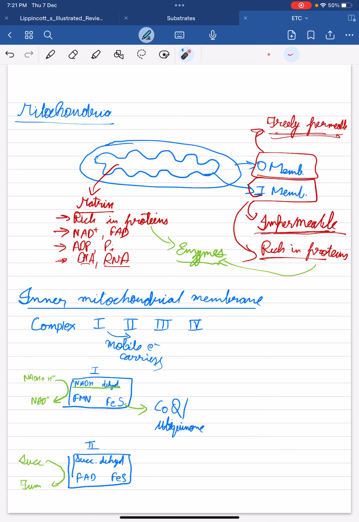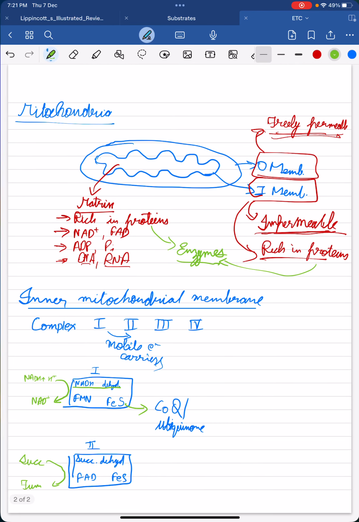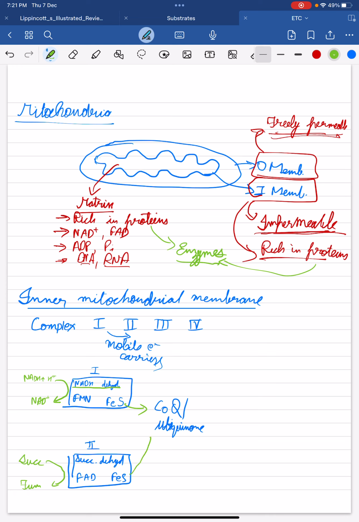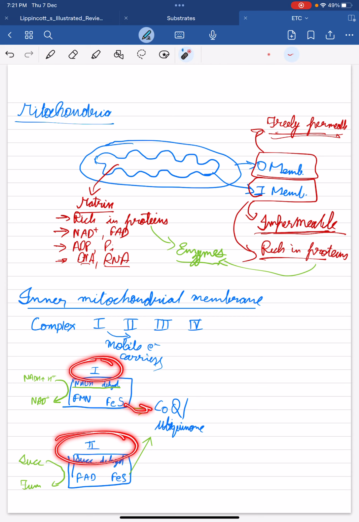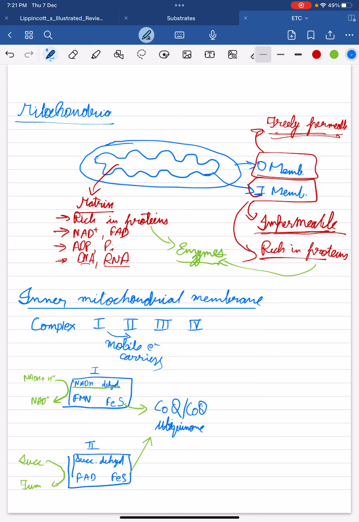So in this conversion, the two hydrogen ions and the electrons released are transferred to FAD to form FADH2. Then the electrons are further transferred to the iron sulfur center, and ultimately they are transferred to the same ubiquinone. So from complex 1 as well as complex 2, the electrons are transferred to ubiquinone, which gets reduced to form ubiquinol.